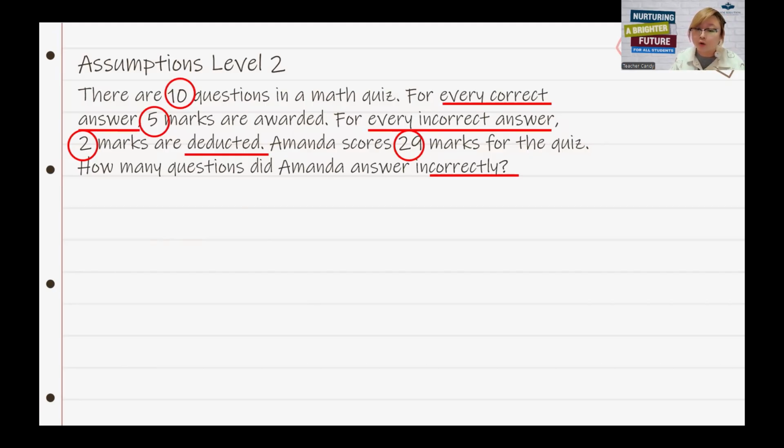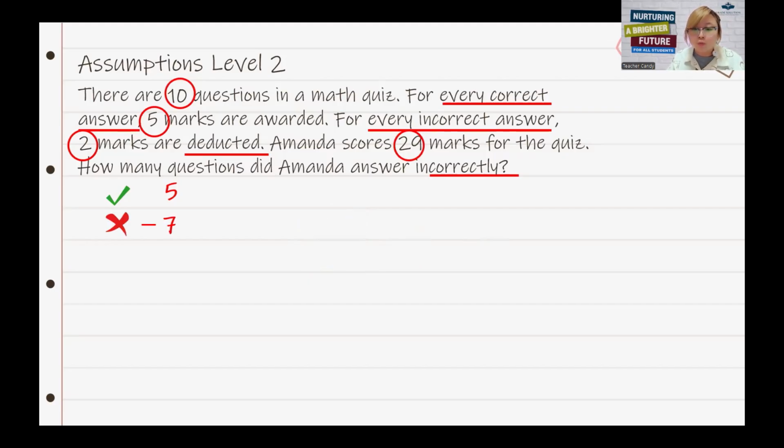Okay, so we are looking for the number of questions Amanda answered incorrectly. Now let's take a look at the keyword. For every correct answer, 5 marks are awarded. However, when you get an incorrect answer, you lose the 5 marks that is awarded if you get it correct. But since you got it wrong, you lose the 5 marks that you should get if you're correct. You also need to deduct another 2 marks. That's a total of 7 marks gone for every incorrect answer.